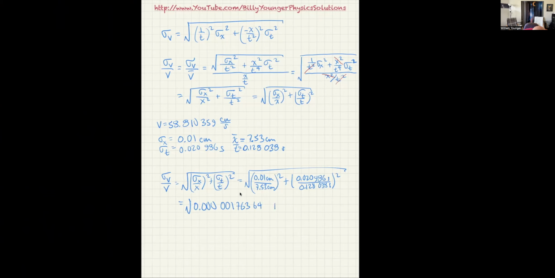And that has no units. And then the other value, 0.020986 divided by 0.128038. So 0.020986 divided by 0.128038 gives me 0.163904466. Now I have to square that, and that gives me 0.026864.